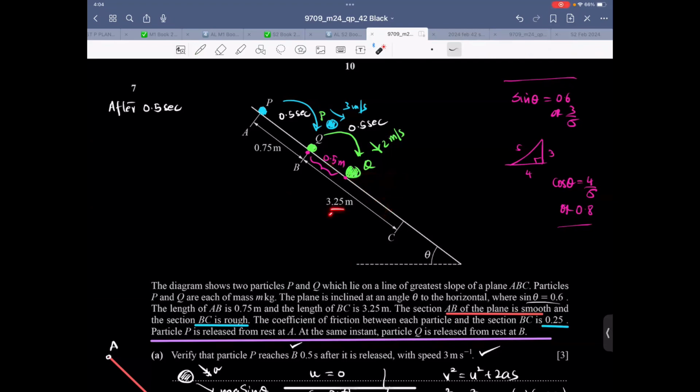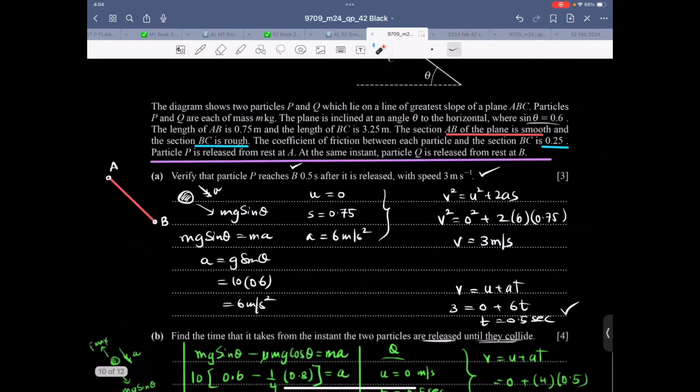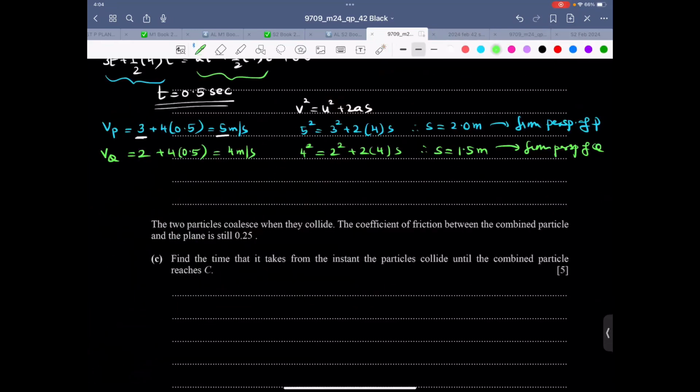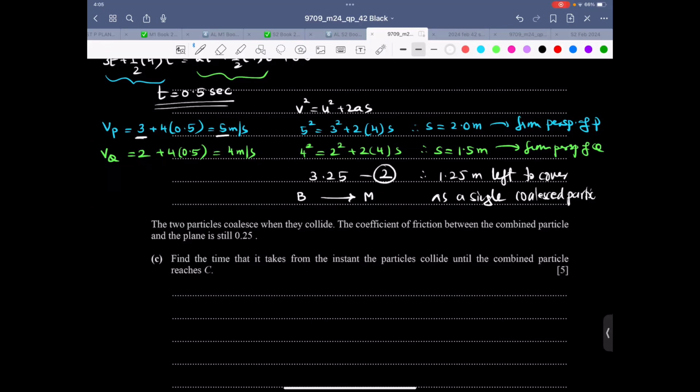So let me first use this. That is 3.25 minus this distance 2, so now 1.25 meters is left. So first thing is 3.25 minus 2 meters. This is from B till a point, let's call it M. It covers 2 meters, so therefore 1.25 meters is left to cover as a single coalesced particle. So that is the game plan.